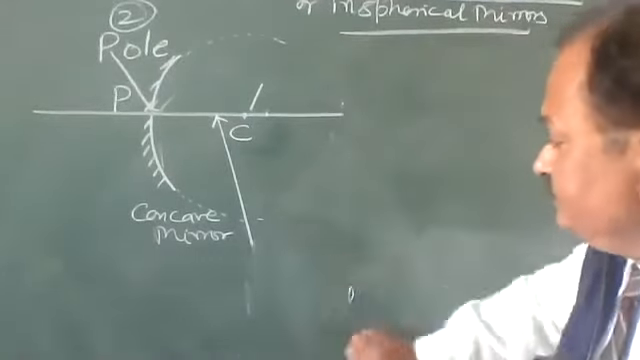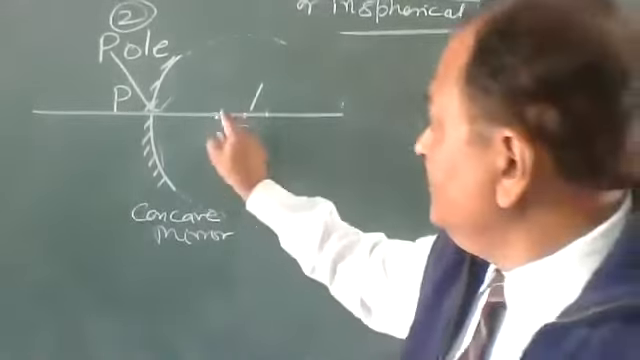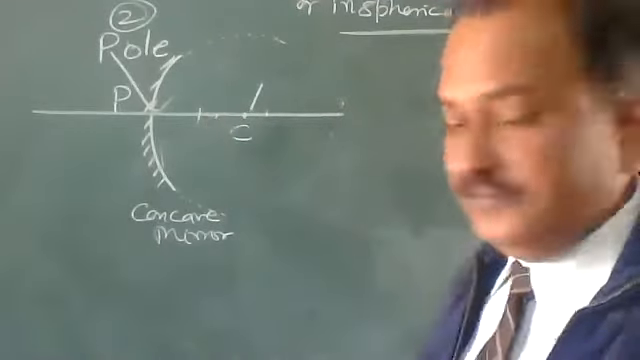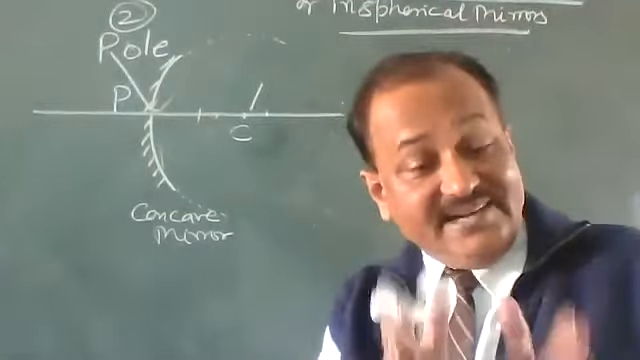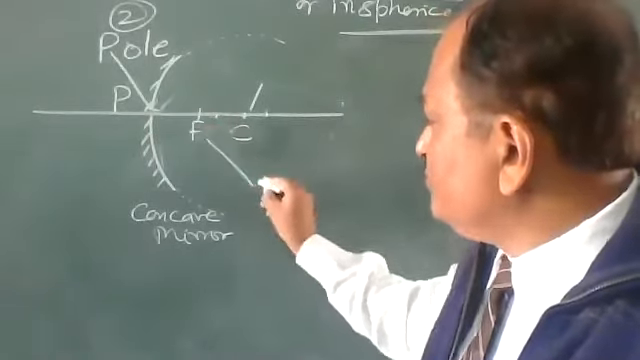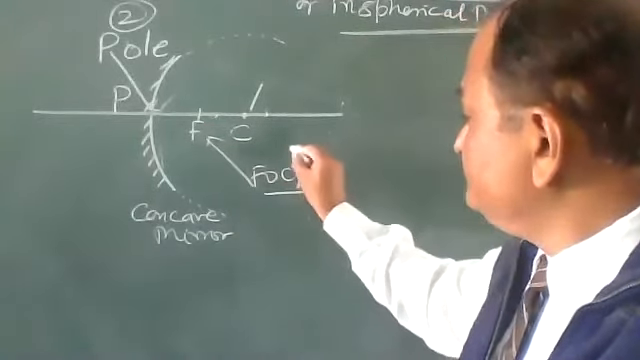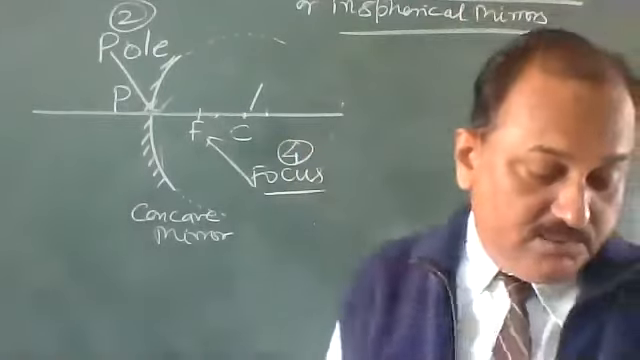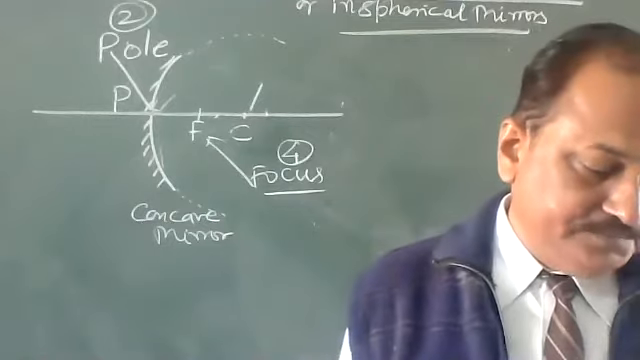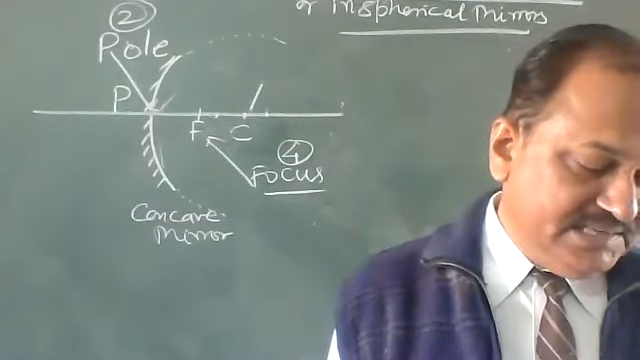This is the third point. Now take half the distance, half of this radius. This is called F. This F is called the focus, and this is point four. This is called the focus. Is that clear?